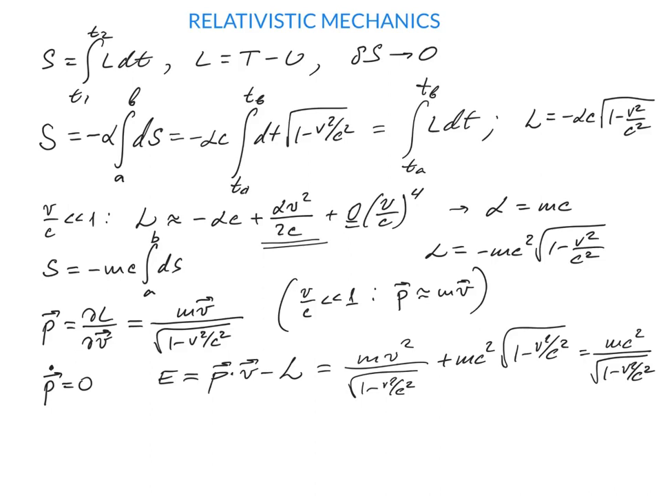Now, in the non-relativistic limit of small velocity, we can expand the energy in terms of v squared, so we'll find E equals mc squared plus mv squared over 2. So we have the kinetic energy, which we know should be there. It was already here. But there's also an mc squared term, which is the rest energy of the particle.